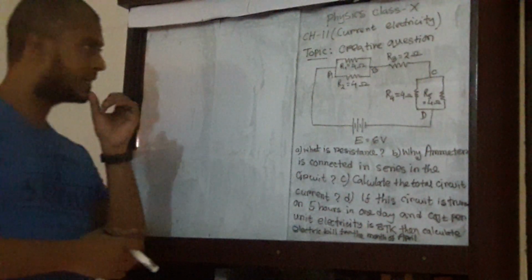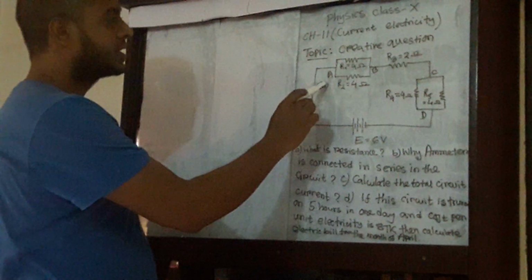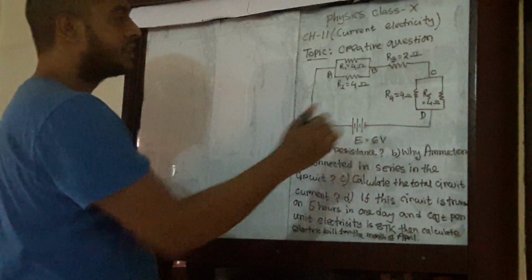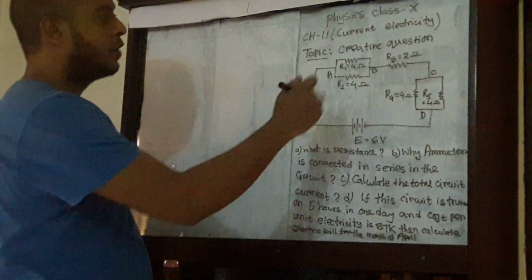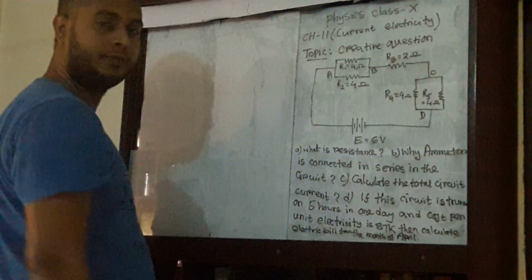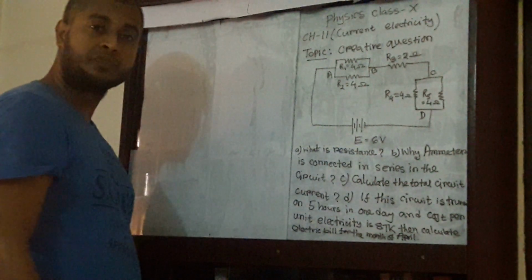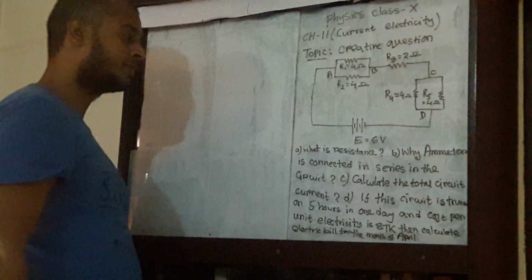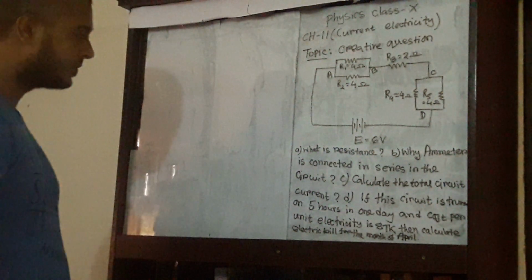You see, boys and girls, there is a circuit, and there are 5 resistors here: R1, R2, R3, R4, R5, with a battery. And there are 4 questions here, just like a creative question set.